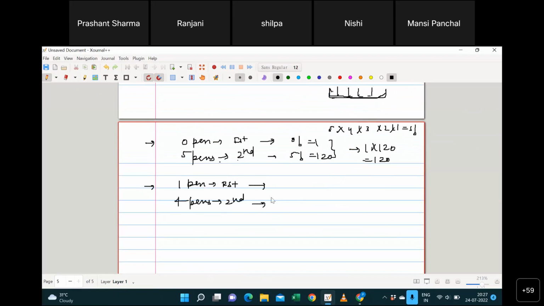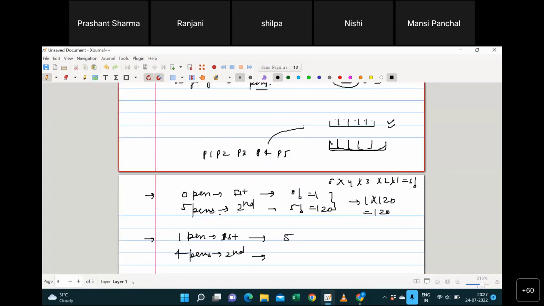Tell me, for the first pen, in how many ways you can put? 1 factorial. No, Ranjani, 1 pen is not 1 factorial. It's 5, because you can take any of the 5. You have 5 pens, P1, P2, P3, P4, and P5. I am taking 1 pen in this first box, then I can choose any of the 5 pens, right? Now for the remaining 4 pens, I can do 4 and 3 and 2 and 1. That is 4 factorial.